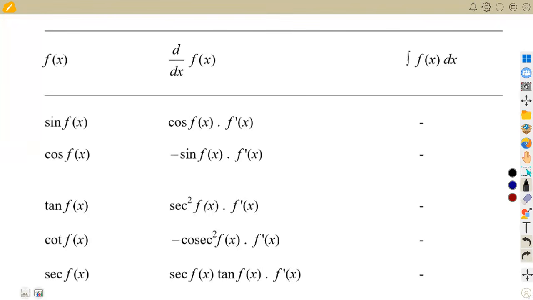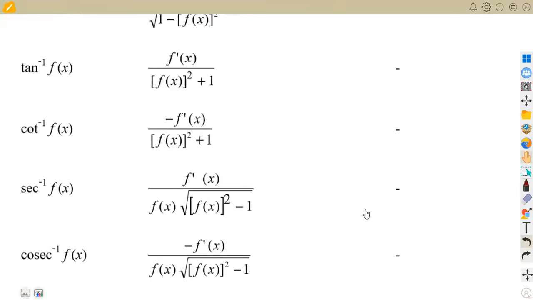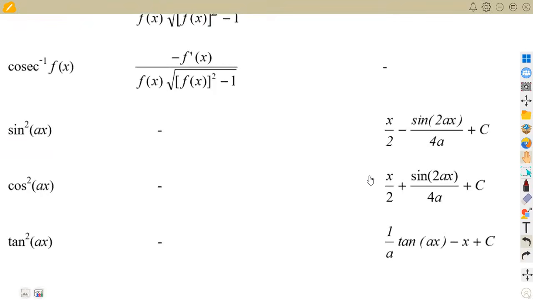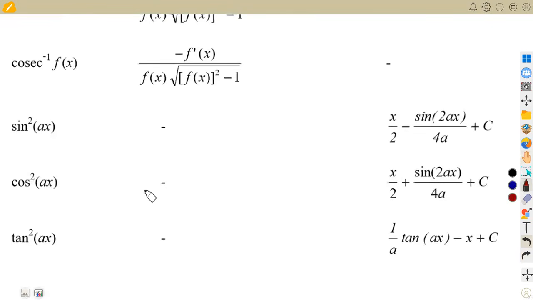I want us to concentrate on integrals because we are on integration. We are integrating f of x with respect to x. So I want you to see something here. If you check below, we are given the integral of sine squared ax, cos squared ax, tan squared ax, even for cot on the next page.